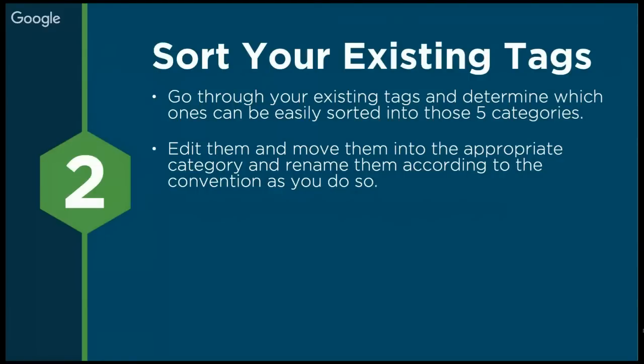Edit them and move them into the appropriate category and rename them according to the convention as you do so. You now know a naming convention that's very simple to follow, so as you move these tags into the correct categories, go ahead and name them correctly as well. What you want to make sure, though, is that these tags only have one function. If you think they might have more than one function, so they might be used for a status and they're also used to trigger something, then just ignore those for the moment. You only want to sort existing tags that you know only have one function.